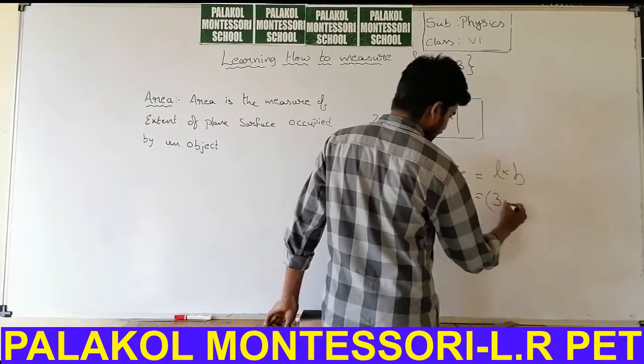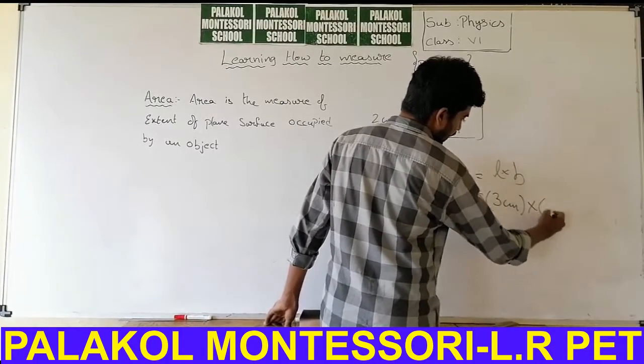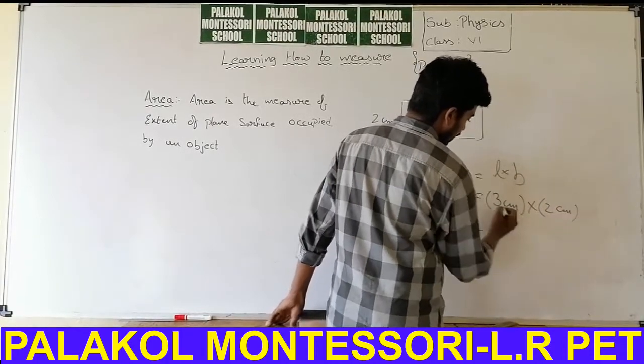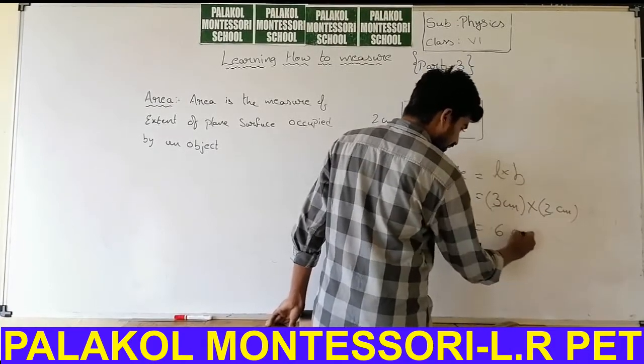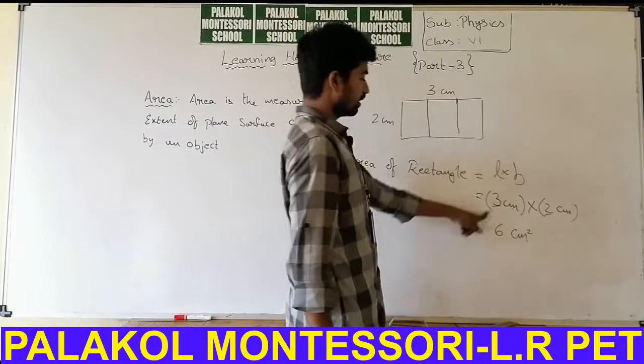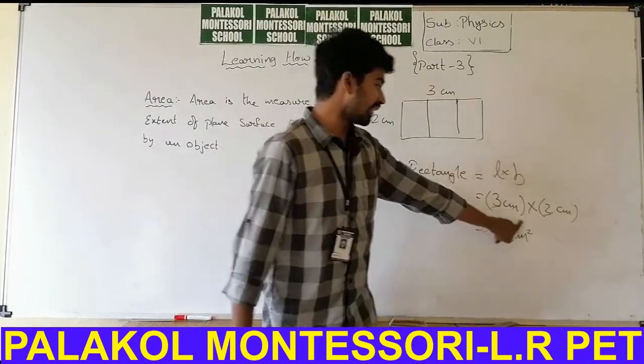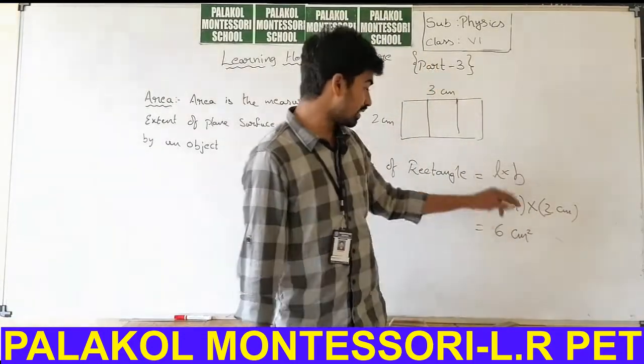So the length is 3 centimeters and the breadth is 2 centimeters. 3 2s are 6. Centimeter into centimeter, centimeter square.